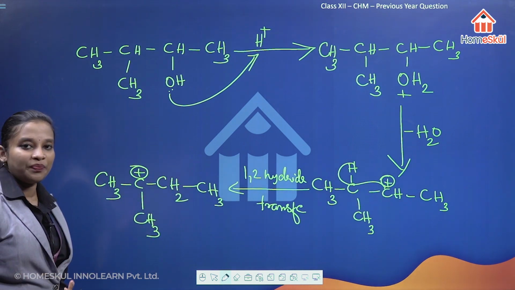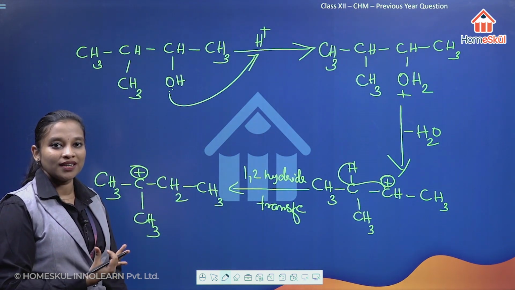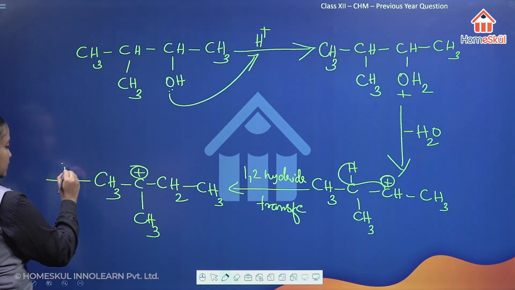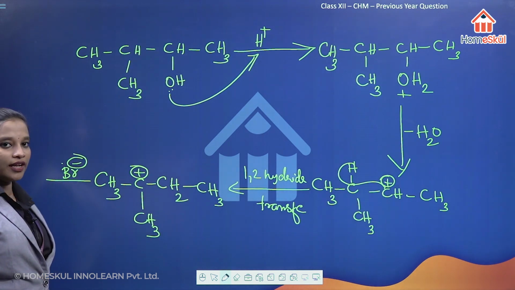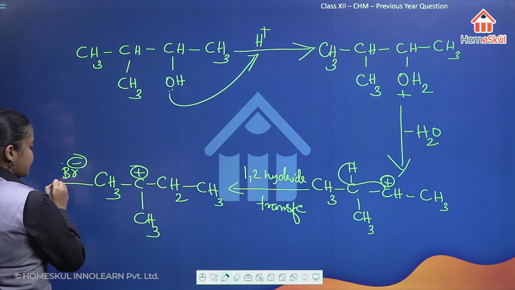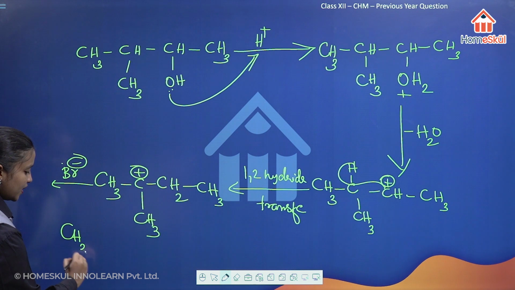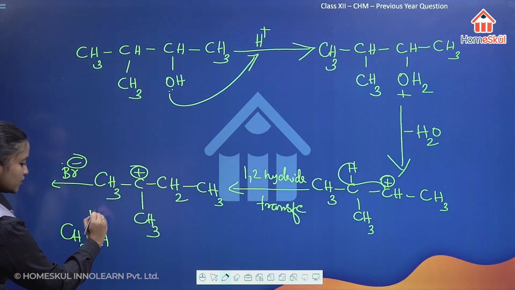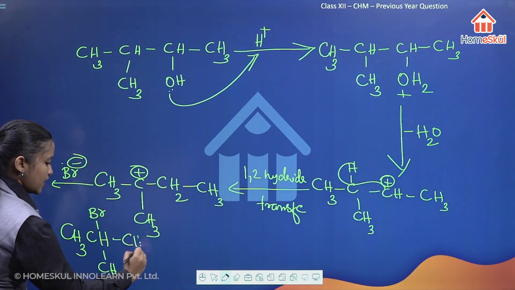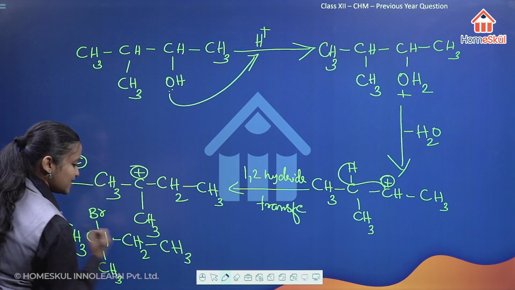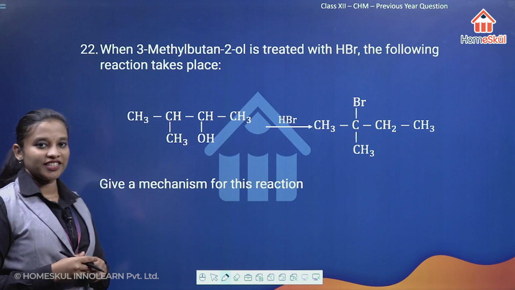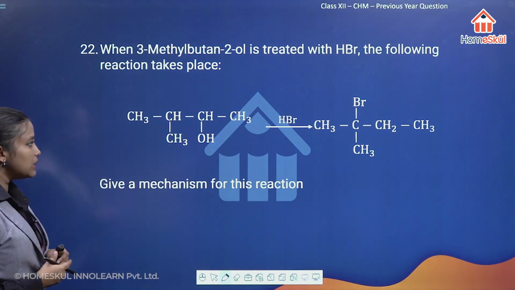Okay, so the next step is nucleophilic addition of what? Yes, Br minus. Nucleophile Br minus is attached to it. So, we'll get the product like CH3CHBrCH(CH3)CH2CH3. Yes. This is the mechanism for the following reaction. Yes, we got the final product here. Okay, I hope you understand this mechanism.